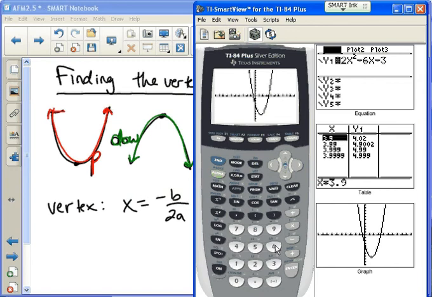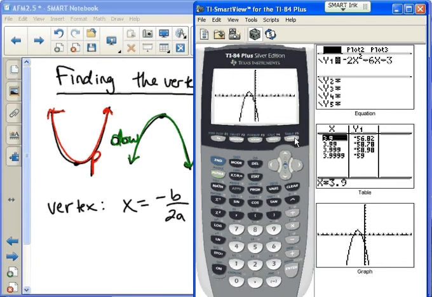Now, if all I do is take that and change it to a negative 2, then it's going to open downward instead of upward, and you can see that there. So it opens up when the x squared has a positive number, and down when the x squared has a negative number.